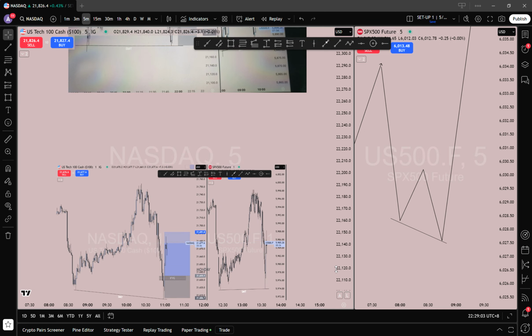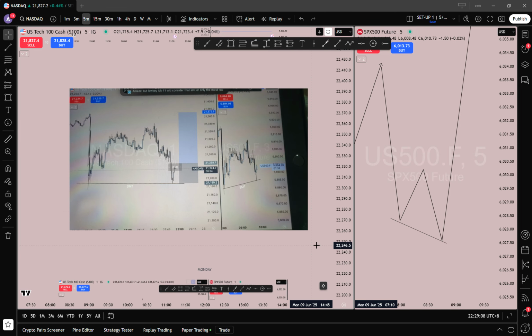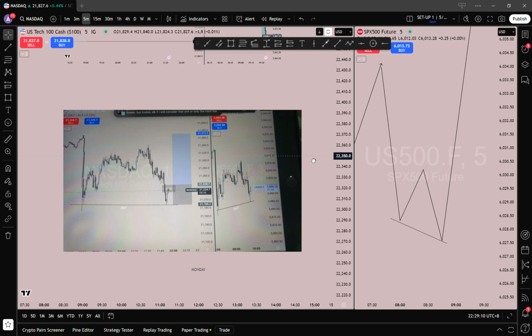So another example is over here. Wait, is this the same? Oh yeah, it's the same trade, sorry. Wait, is this the same? No, it's not the same trade.